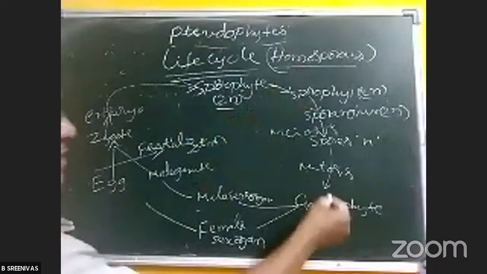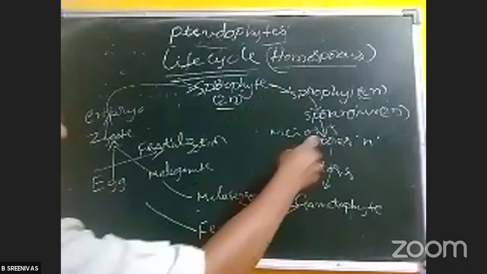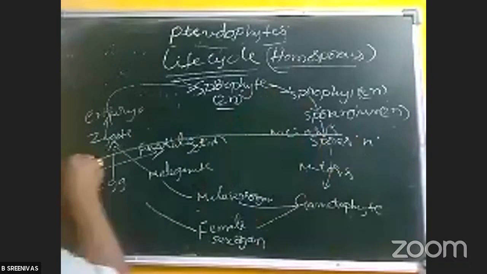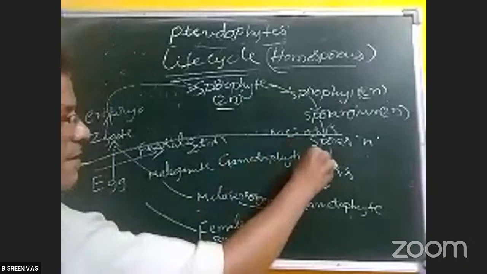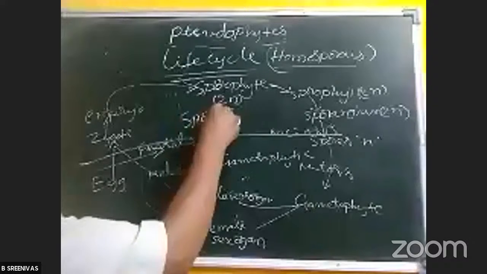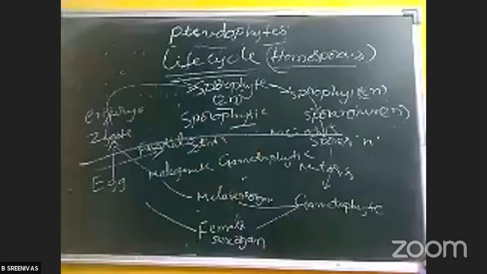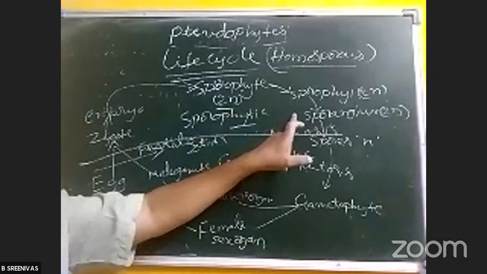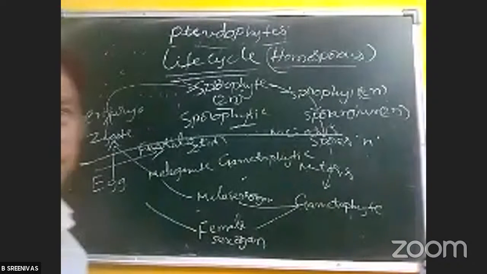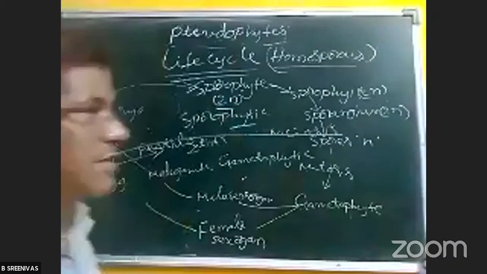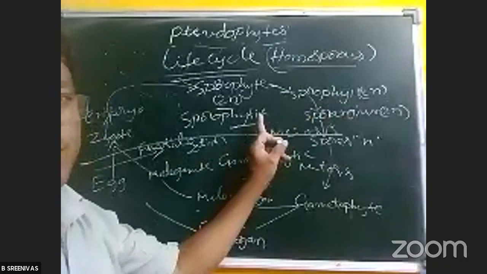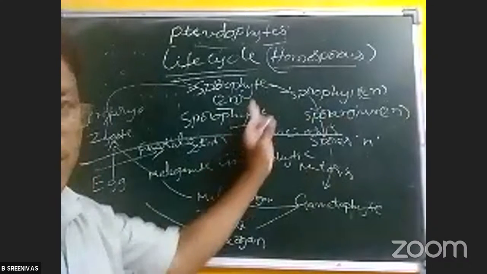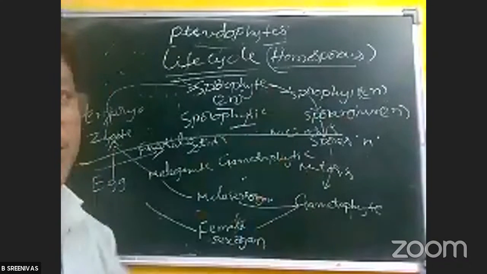From the spores up to the formation of zygote, this is the gametophytic stage, and the rest is the sporophytic stage. Able to understand? Next, in heterosporous plants it is different. Here there are microsporophylls and megasporophylls. The gametophyte is different from the starting itself.